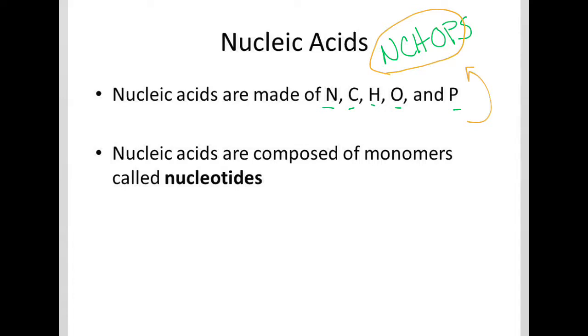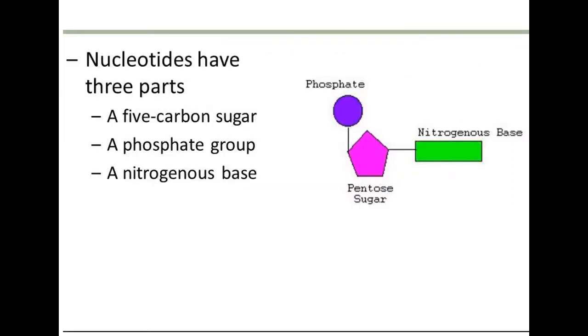Nucleic acids are composed of monomers called nucleotides. So no matter which nucleic acid that you're talking about, all of them are made of nucleotides. They will have slight differences, but they will all be called nucleotides. All nucleotides have three parts to them. They all have a 5-carbon sugar, which is shown here, a phosphate group, and a nitrogenous base. So you should be able to recognize this image as well as draw it.